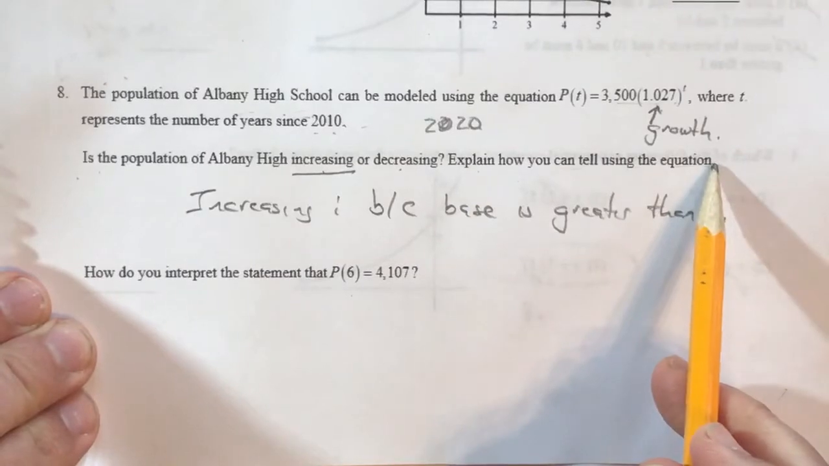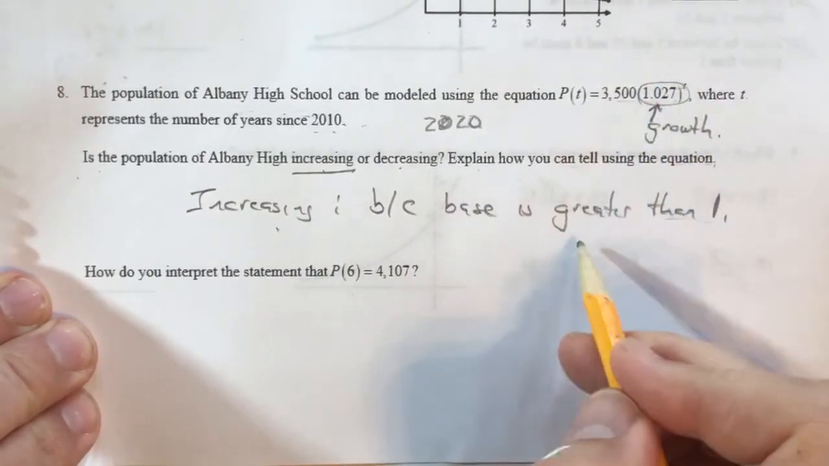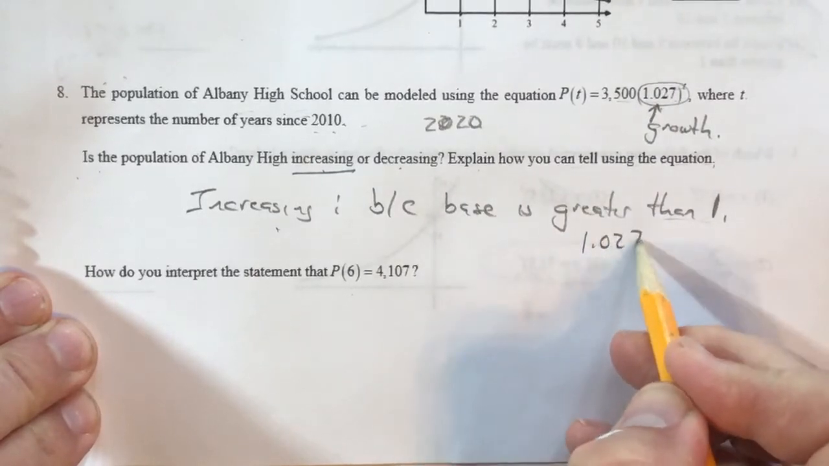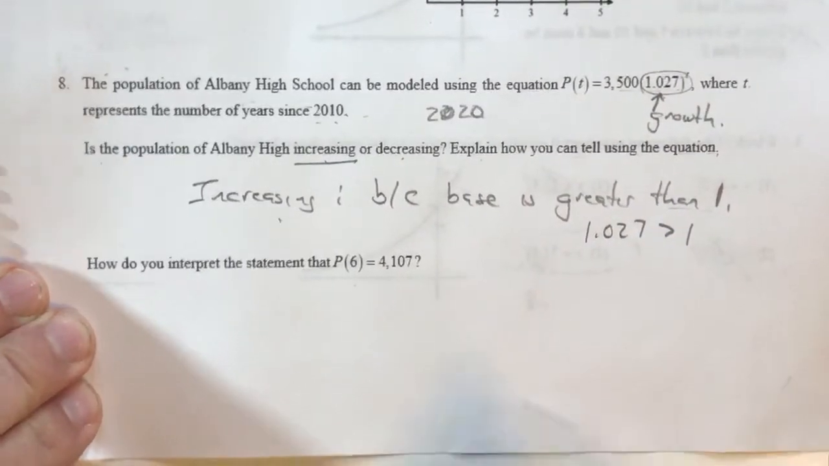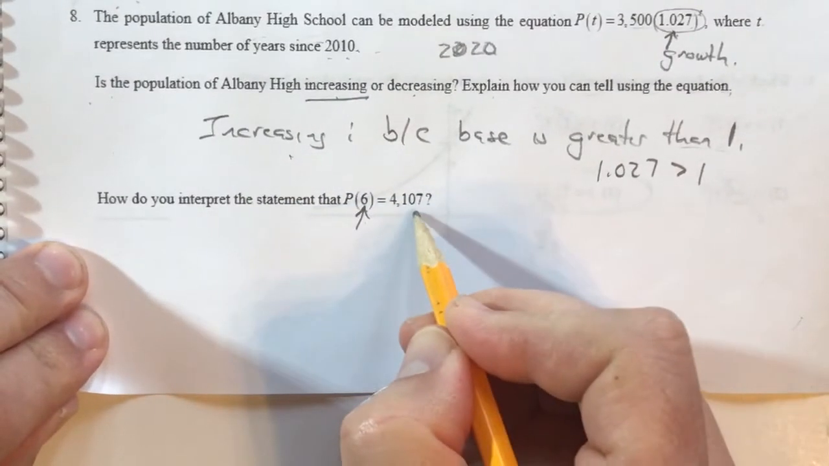Explain how you can tell using the equation. I just did. It's increasing because the base is bigger than 1. 1.027 is greater than 1. That's all. How do you interpret this? All right, there's no work to be done here. You just have to interpret. You don't need a calculator for this.